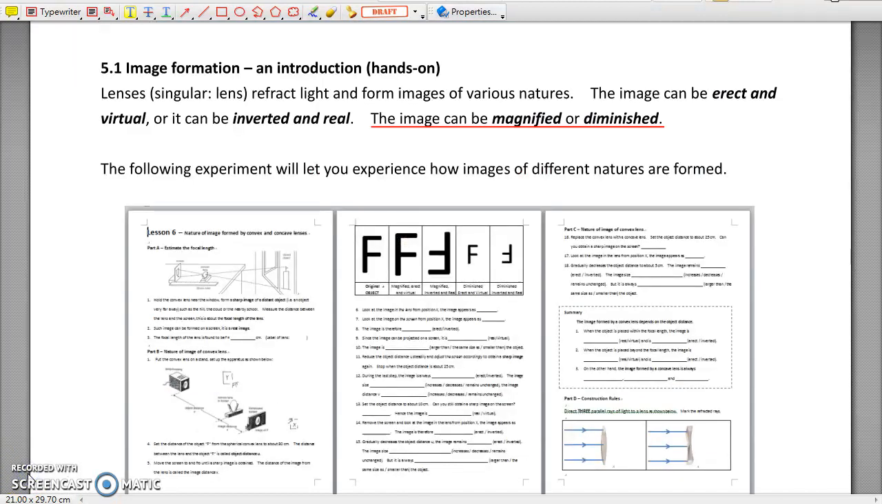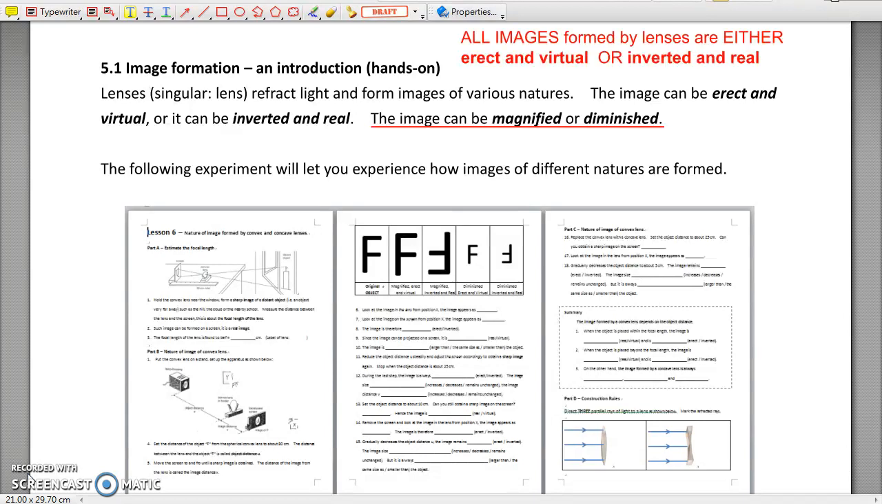Some images are magnified while some are diminished. It is interesting to know that all images, if they are erect, must be virtual. If they are inverted, then they must be real.